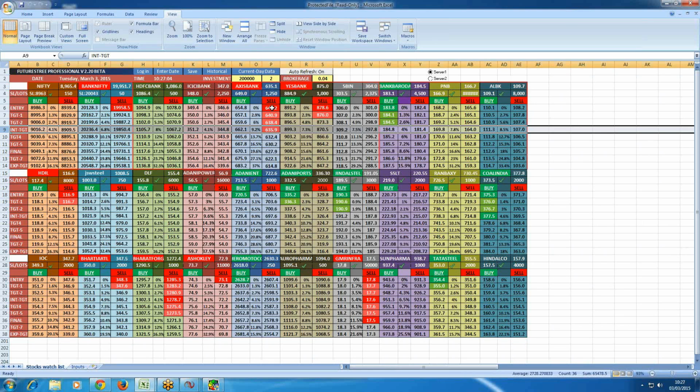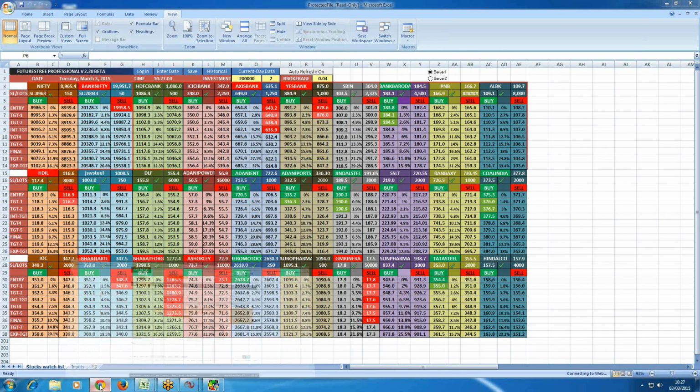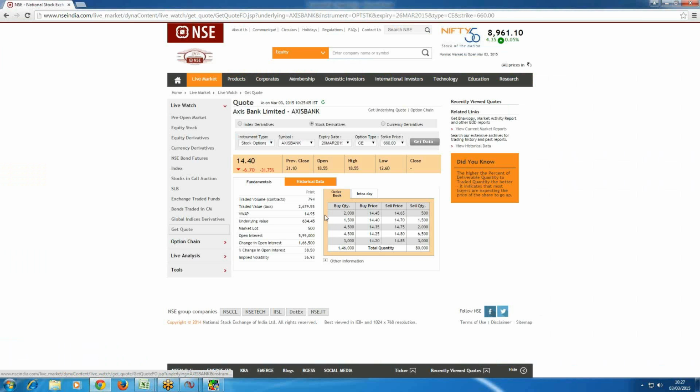Once you have got a sell call here, you'll have to check what the strike price is. Since it's a sell call, I'll be buying a put option. I'll just come back to this.